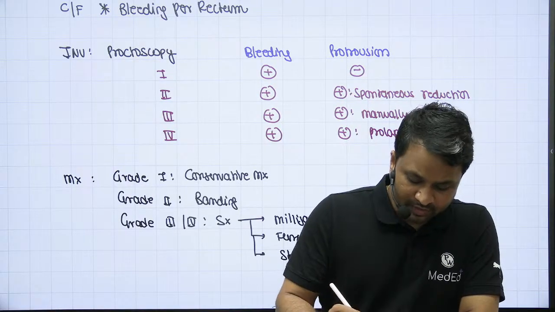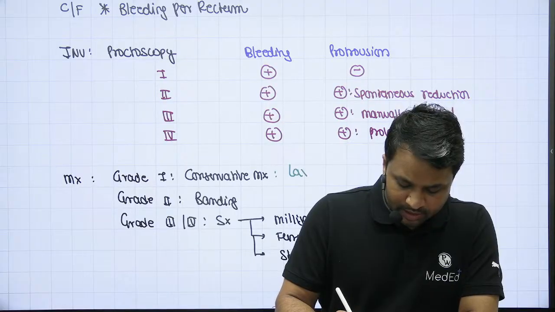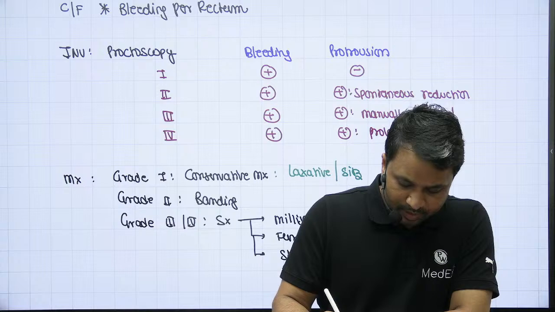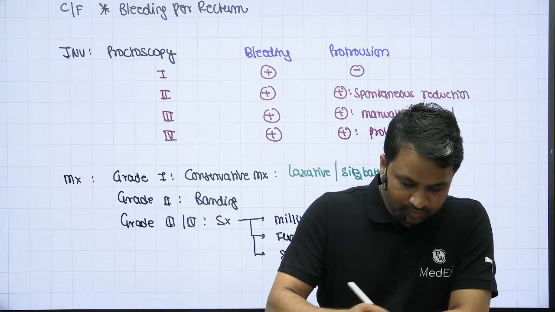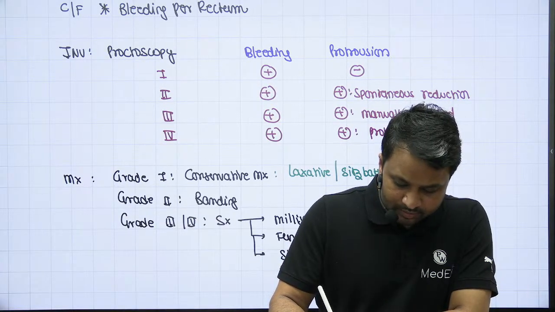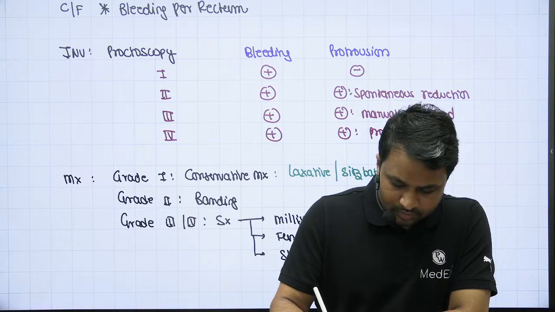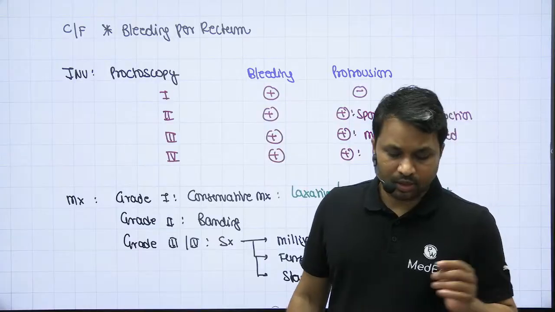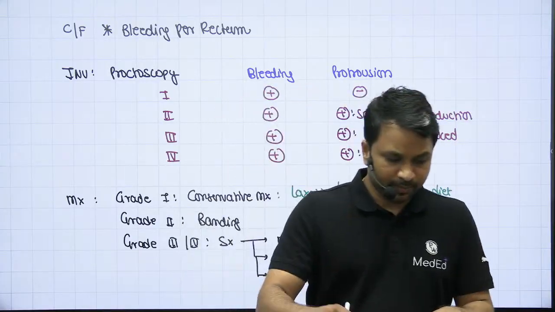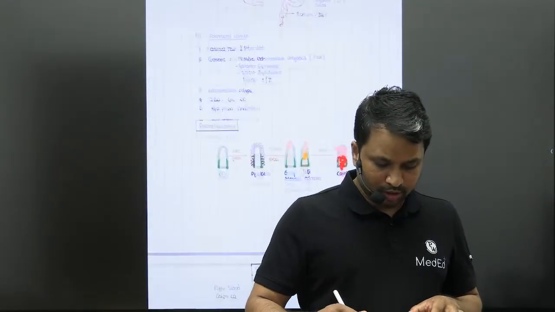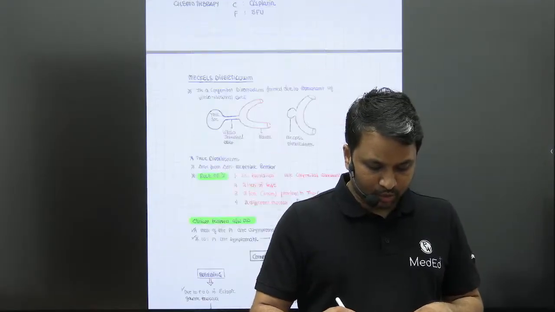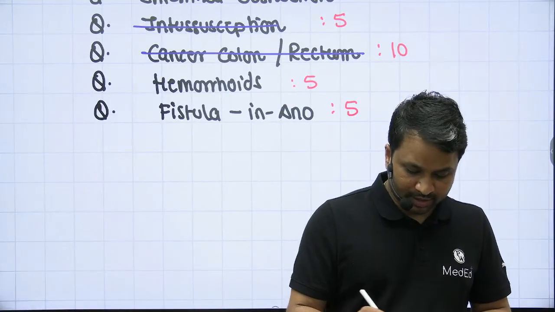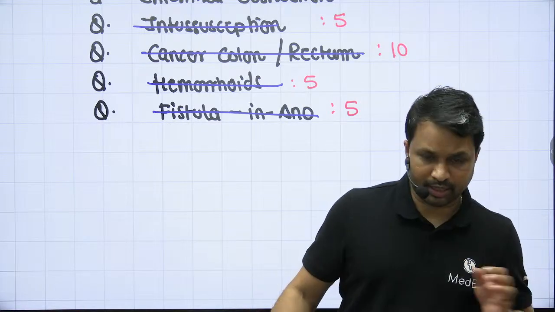In the conservative line of management, it is going to be laxatives, sitz bath, and high fiber diet. So laxatives, sitz bath, and high fiber diet, right? This is how you'll write a short note on your hemorrhoids, right? So this concludes your previous exam questions and how to write them, what to write, how much to write in all the topics that we have covered, that is hemorrhoids as well as fistula in ano, right?